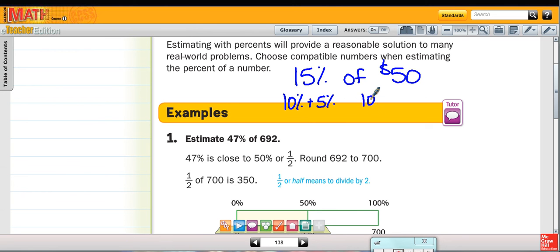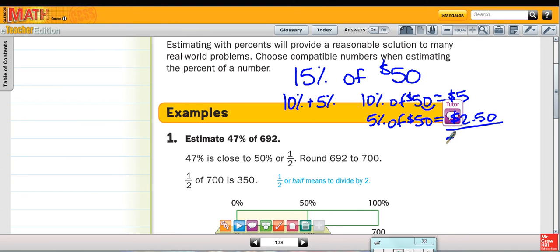So let's do 10% first. So 10% of $50. Where's my decimal in 50? Tyler? So if I move it back, how many spots? 1, I get $5. What's half of $5? So 5% of $50 would be $2.50, wouldn't it? Does everybody see where I got that $2.50? Half of 5. So what would I do with those two? Add them together, we get $7.50. So 15% of $50 would be $7.50.